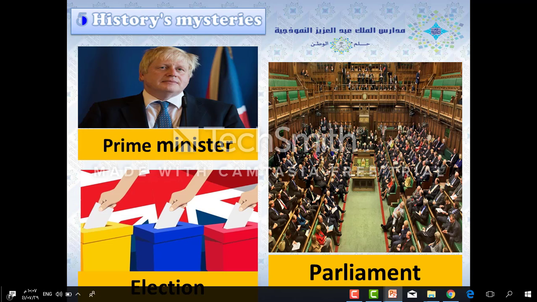In the United Kingdom, the constitutional monarchy means that the government has Prime Minister. He was elected by the Parliament. As you see here, we can see Parliament and we can see also the election.